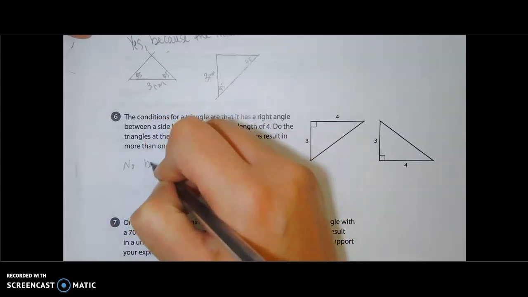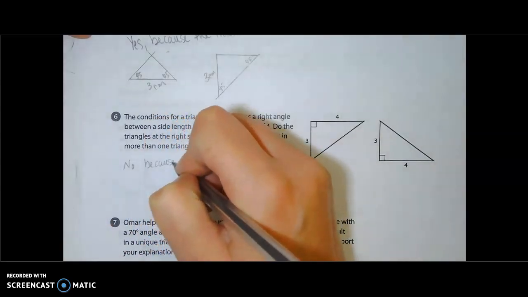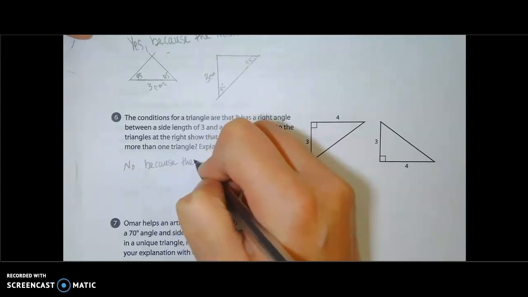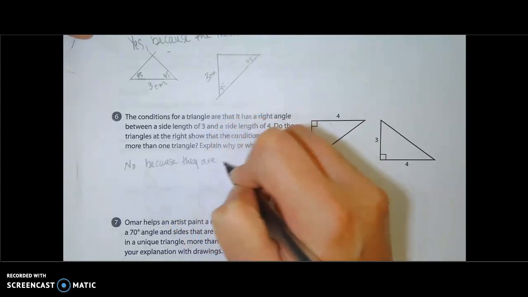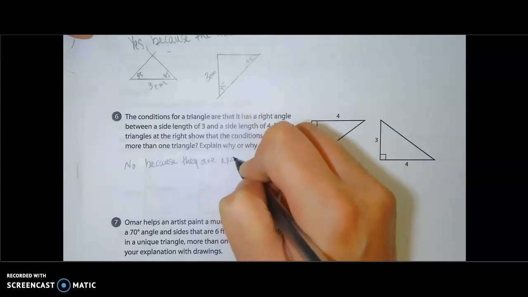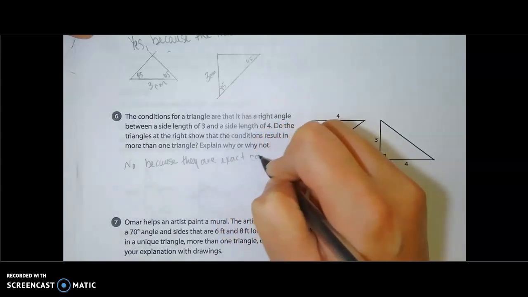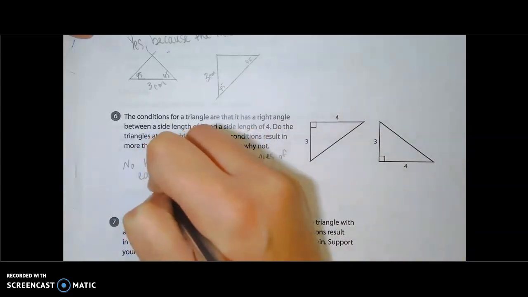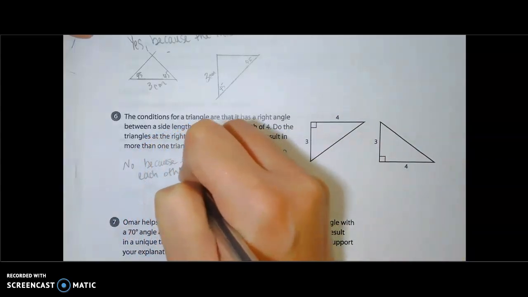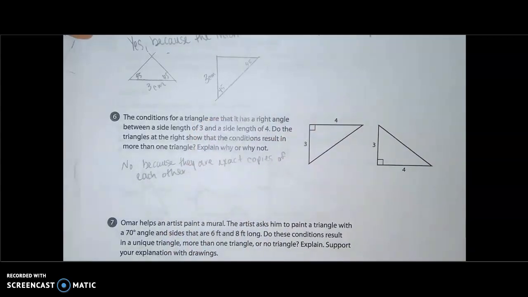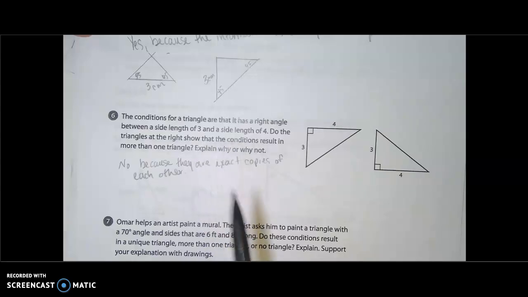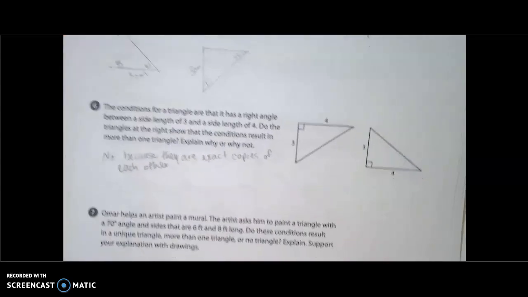So do the triangles at right show conditions result in more than one triangle? No, because they are exact copies of each other. And also the fact that we got specific, right? And so because they were very specific, there's only one way to draw it.